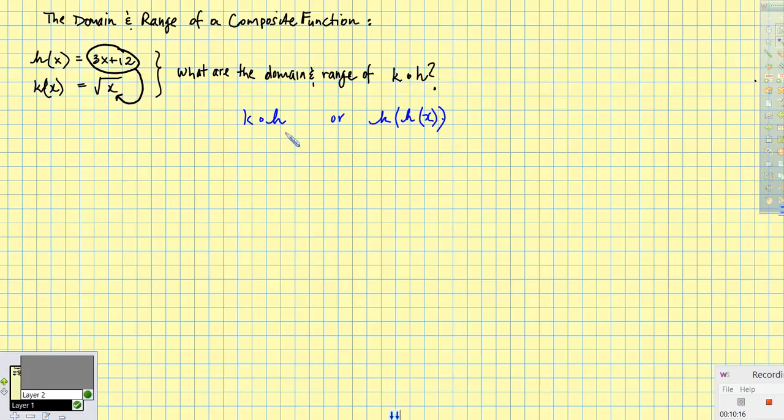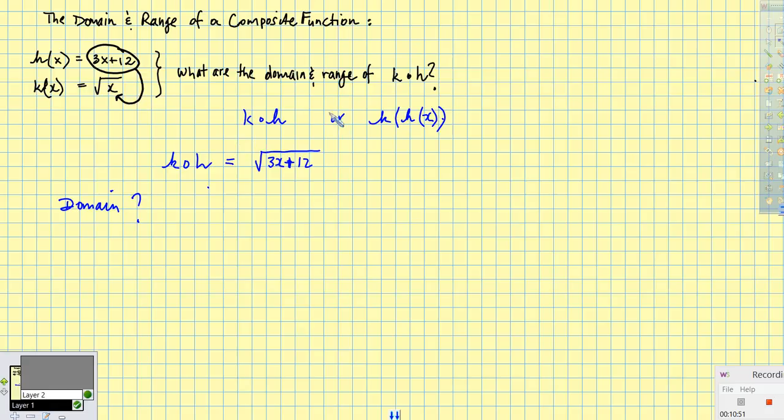So if I were doing k of h, that means that the h of x function is going to be placed inside the k of x function, so that I'm going to be saying k of h is equal to the square root of 3x plus 12. Okay, so that is my new function, k of h. My k of h is the square root of 3x plus 12. Now, if I had to ask, what's the domain of this function? So my question is, what is the domain here? Well, we have to remember that what we're looking at is restrictions.